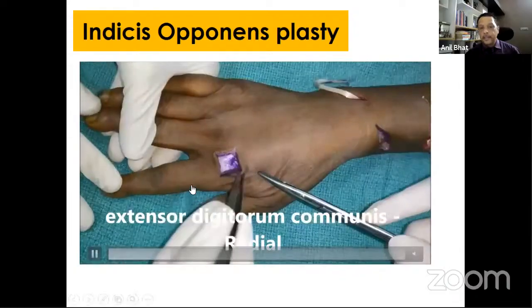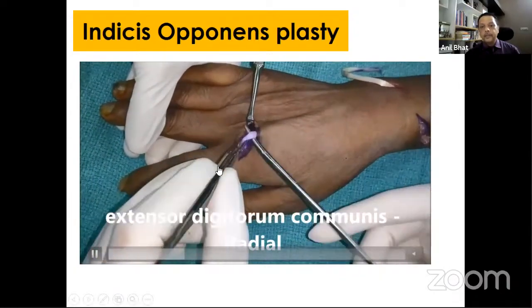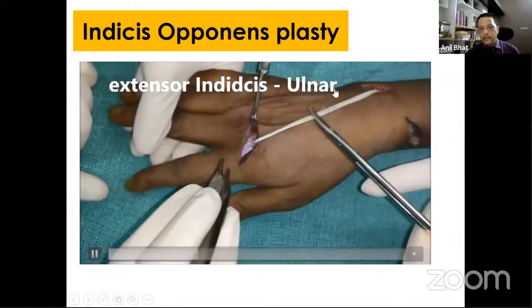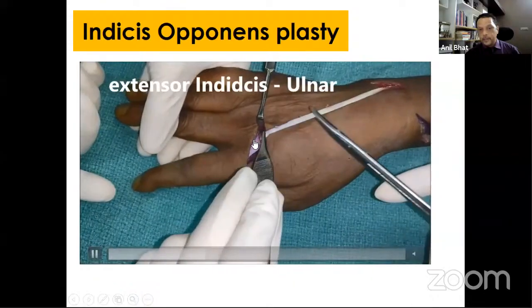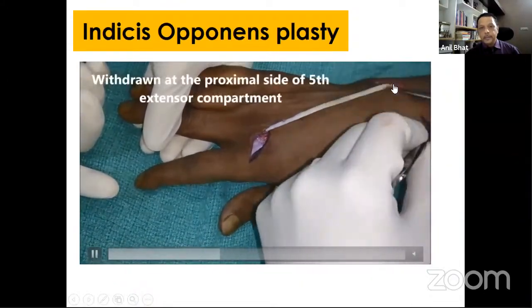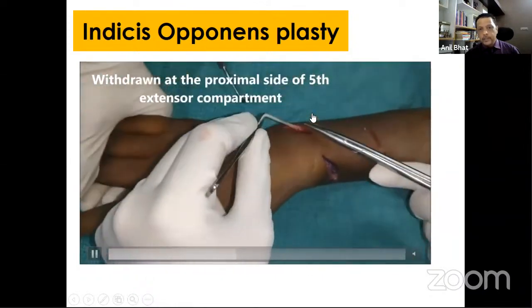Okay, so always remember that extra tendons is always on the ulnar side. Same with the little finger here also. So extensor digitorum is on the radial side here, and extensor indicis on the ulnar side. It was already harvested, just showing that here, and it comes out at this point in the 5th extensor compartment. You take it out here, outside.